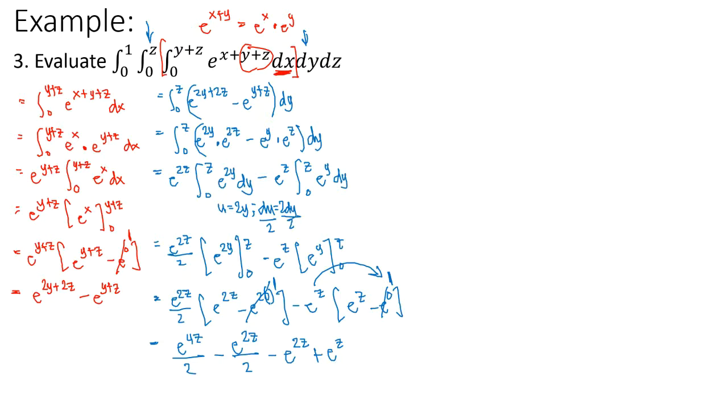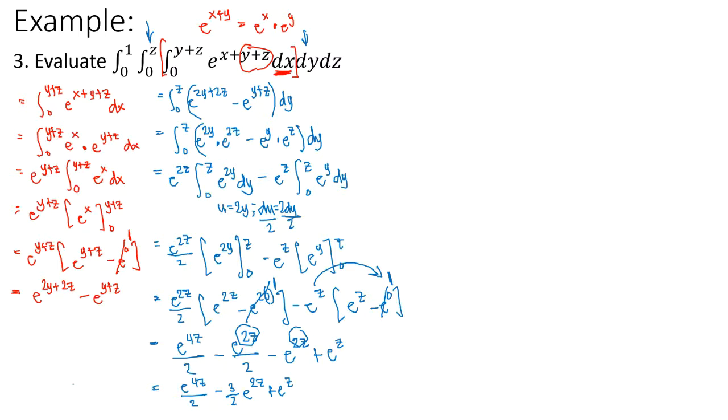Okay, if you can observe also, we have the same 2z and 2z, so we can combine that together. We have e raised to 4z over 2, negative 1 half minus 1, that is negative 3 halves, e raised to 2z plus e raised to z. So this is now the simplified answer for the second integration. We'll proceed now with the third integration.